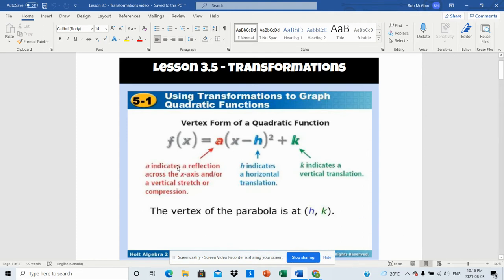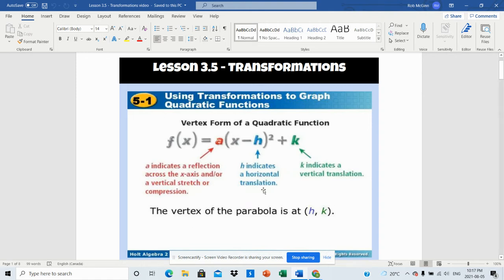So a indicates a reflection across the x-axis if it's negative. So if it's negative, you'll see that it opens down and not up. That is what we mean by reflection across the x-axis. And if a is greater than 1 or less than -1, then it is going to perform a vertical stretch. If it's between -1 and +1, not including 0, then it's actually going to do a vertical compression.